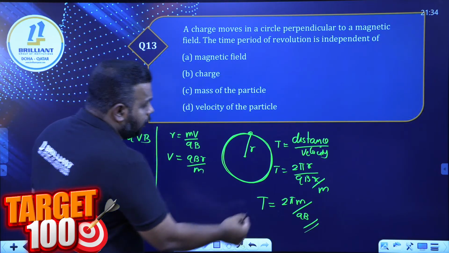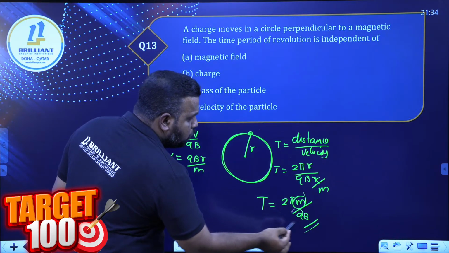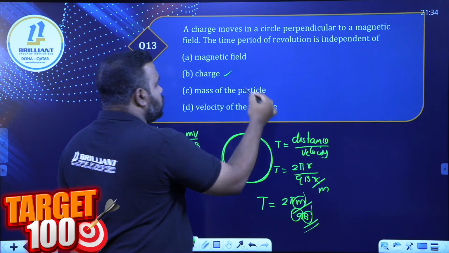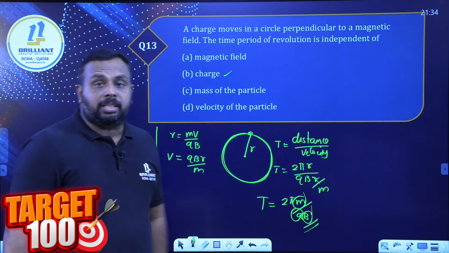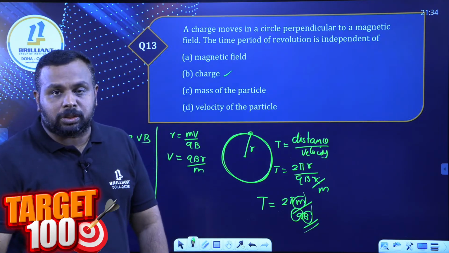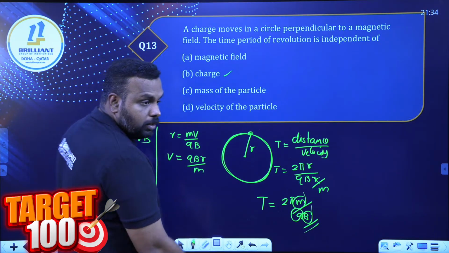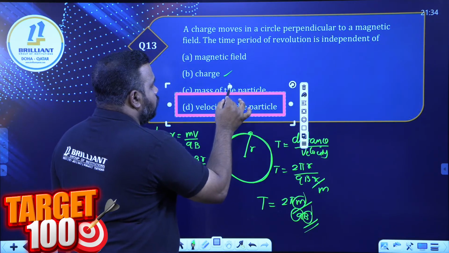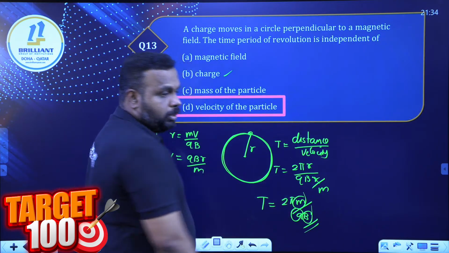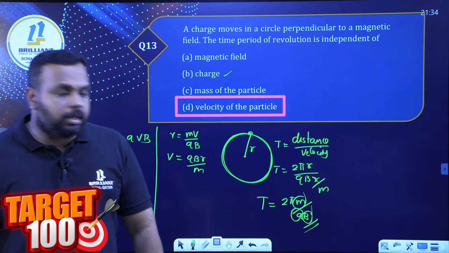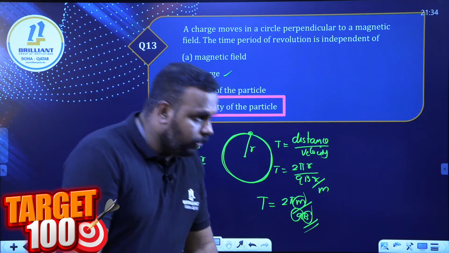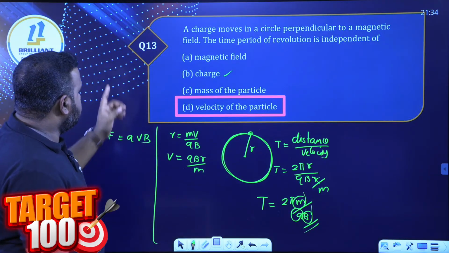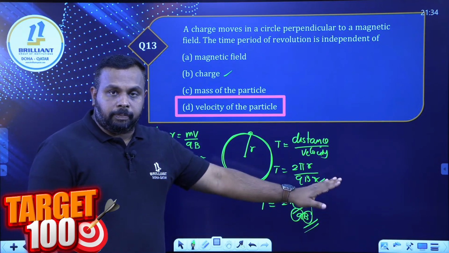You can see that time period depends on mass, it depends on charge, it depends on magnetic field, but it is independent of which one? Yes, all of you commented the right answer. It is independent of the velocity of the particle. So time period is independent of velocity of the charged particle. Very good. Okay, can I go to the next? Yes. Next is question number 14.